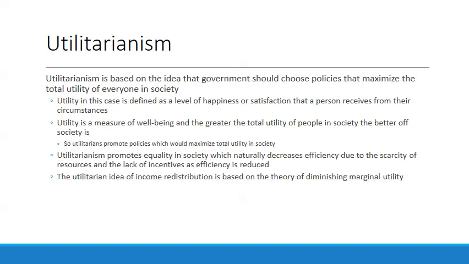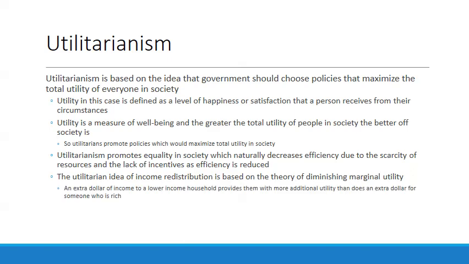So the utilitarian idea of income redistribution is based on the theory of diminishing marginal utility. An extra dollar of income to a lower income household provides them with more additional utility than an extra dollar does for someone who's rich. It would be like saying, if Steve Jobs or Bill Gates were walking down the street and there's a dollar on the ground, does it cost them more to bend down and pick up that dollar than the dollar is worth? There are people who have done studies on this and said, yes, if you're Bill Gates, it costs you more in terms of time to bend down and pick up a dollar than that dollar is actually worth.